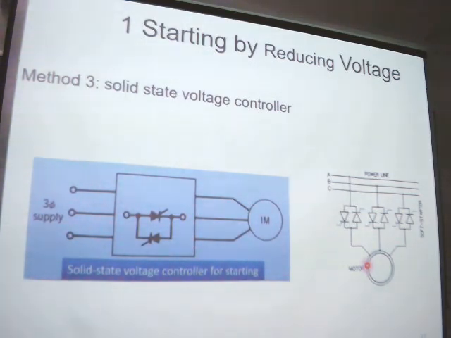So this is by reducing voltage. Also, this voltage is stator voltage. First, method 1 is the auto transformer. Method 2 is star delta, and method 3 is the soft starting controller. So there are 3 methods of reducing voltage.